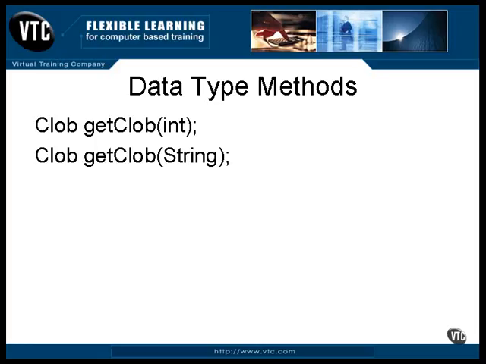A CLOB is an SQL type. This stands for Character Large Object. The returned CLOB object contains a pointer to the actual data, not the data itself. It's a large unformatted text document made up of ASCII characters and/or Unicode characters. A CLOB is a specialized form of a blob.